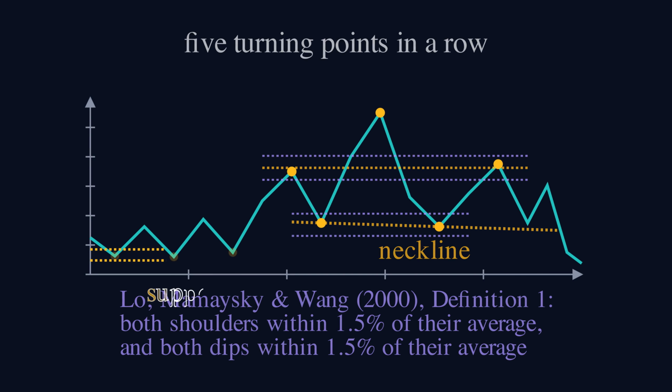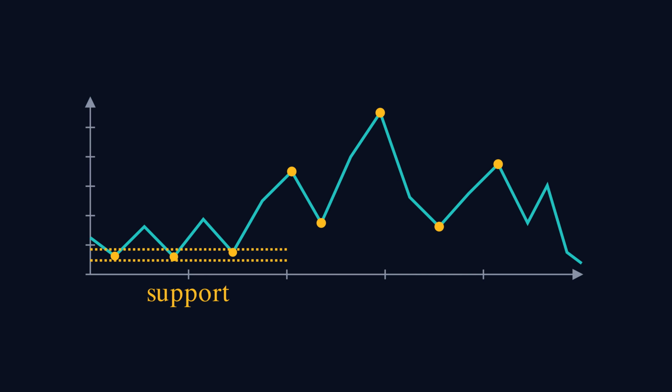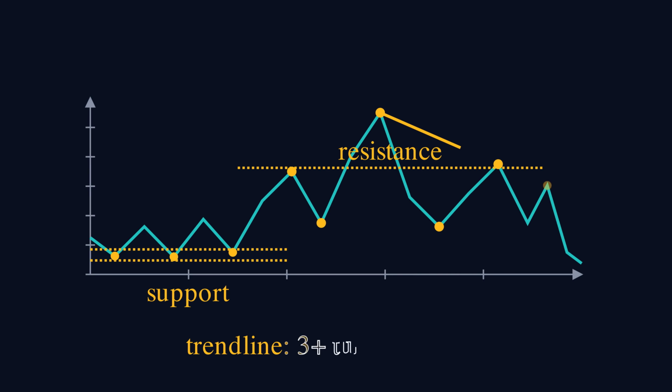2 more words you'll hear. Support is a level the price keeps bouncing up from. Resistance is a level it keeps failing to break. And a trend line connects 3 or more turning points.